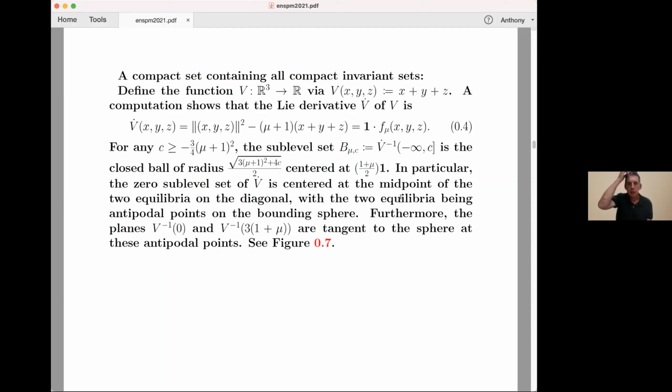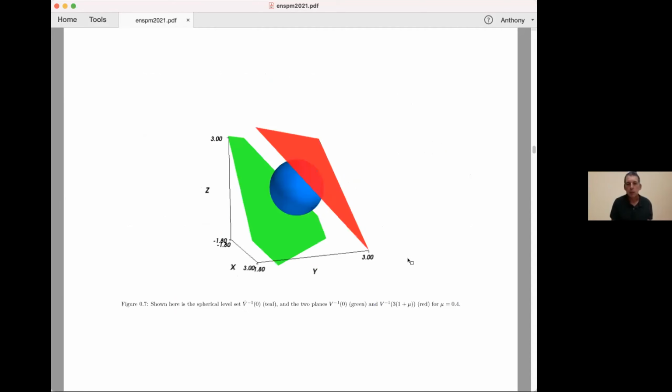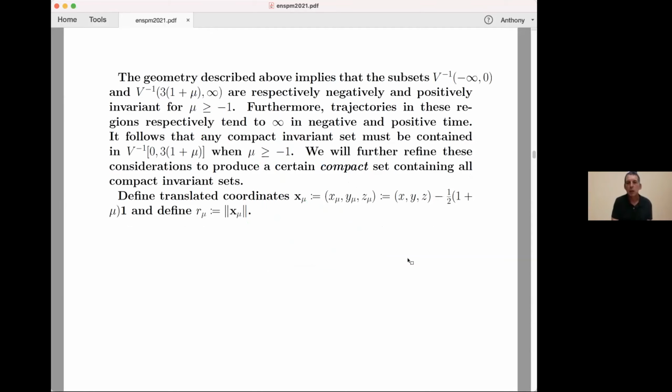And in particular, you can see that the 0 sublevel set of v dot is at the midpoint of 2 equilibria on the diagonal. So there are 2 equilibria on the diagonal x equals y equals z, and these are the antipodal points of the bounding sphere. And there are 2 planes, v to the minus 1 of 0 at the origin and at the other end of the sphere, which are tangent to the sphere at the antipodal points. So that's sort of the geometry. So the planes and the sphere describe the geometry in a nice way.